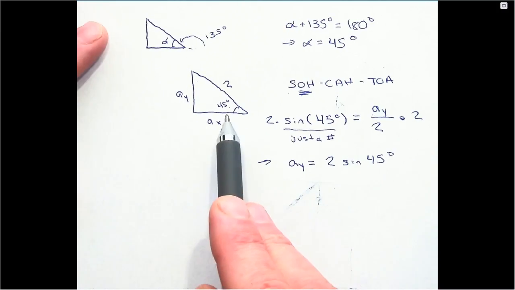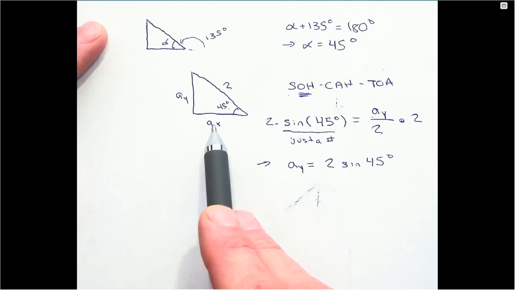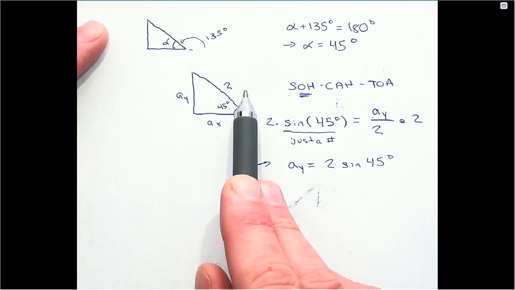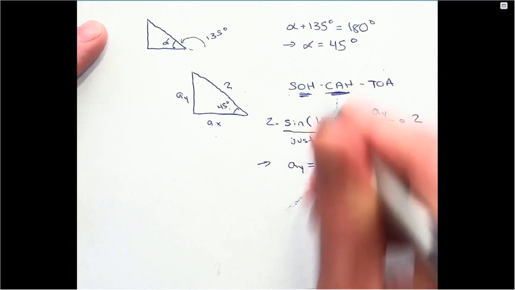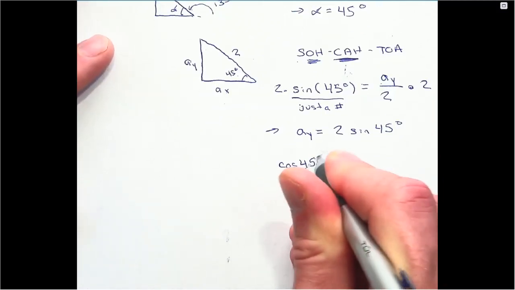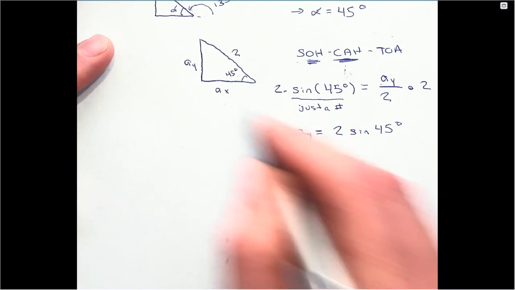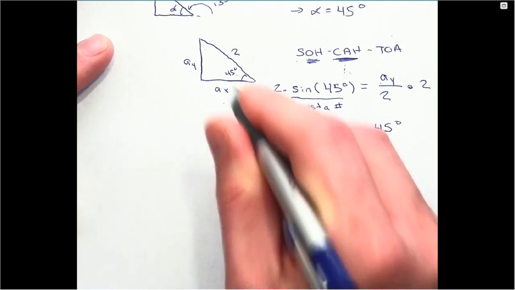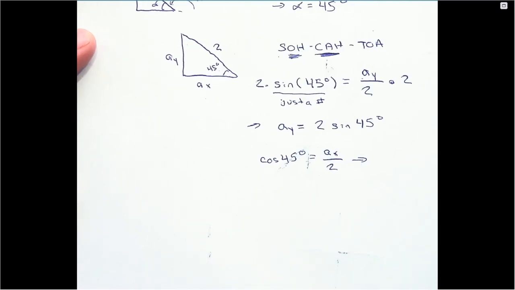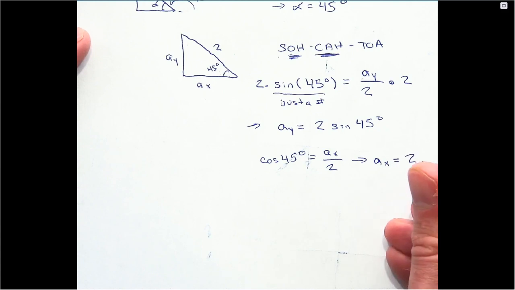So relative to this 45-degree angle, notice that AX is adjacent. So we need to find the adjacent side, and we know the hypotenuse. So what we're going to use here is the actual cosine function. So cos 45, by definition, is the ratio of the adjacent side length, AX, divided by the hypotenuse, or 2. So using a similar type of manipulation of algebra, I can find that AX, the side length that I want to find, is just 2 times cos of 45.